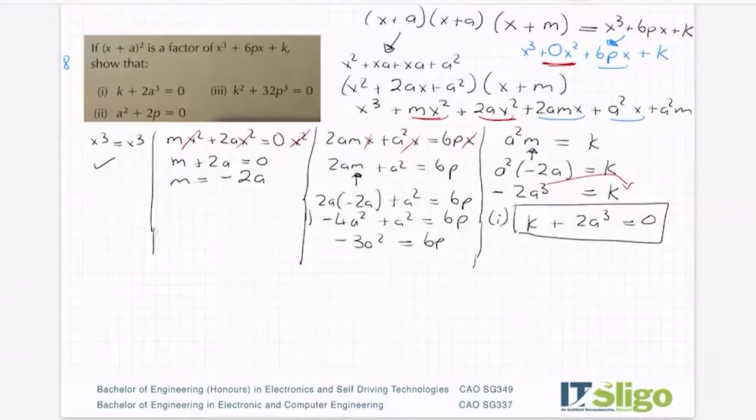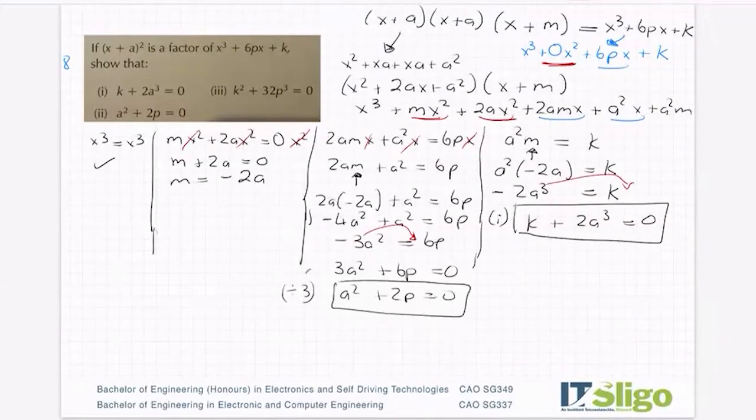Okay, part 2, a squared plus 2p is equal to 0. If I bring that over here again, I'll get 3a squared plus 6p is equal to 0. So I just brought that in front of my p here. And if I divide across by the 3, I will get a squared plus 2p equal to 0. Okay, so there's part 2.